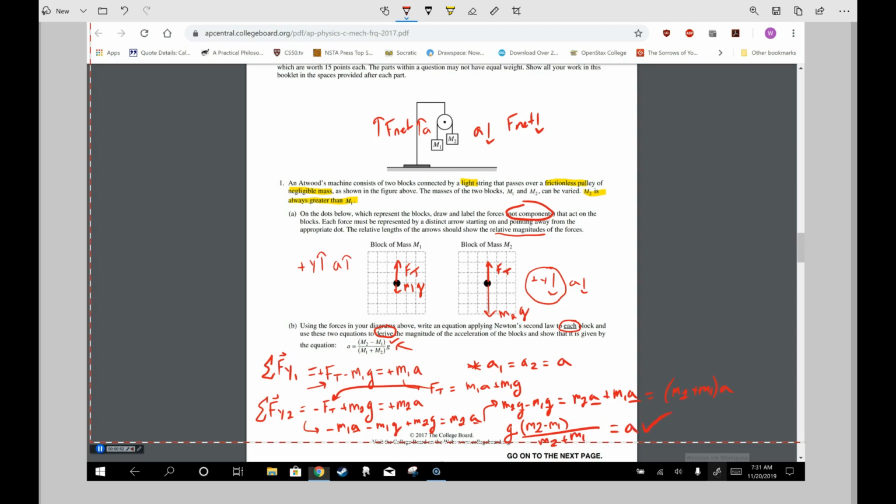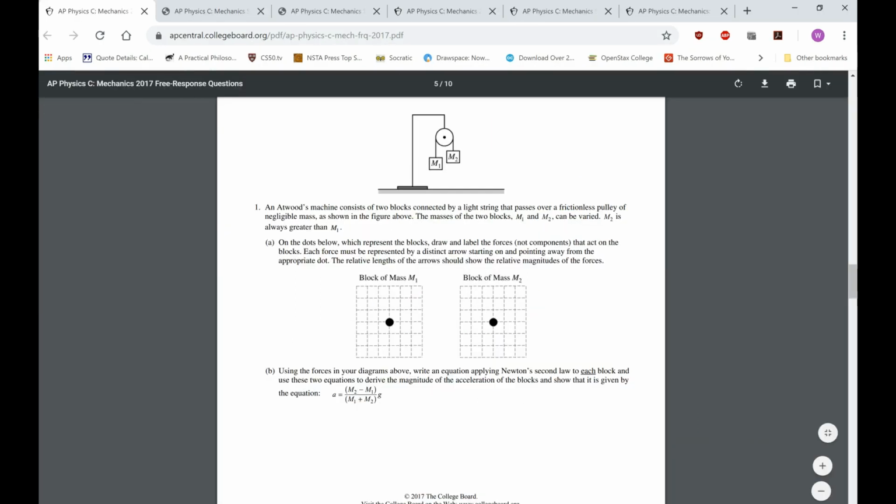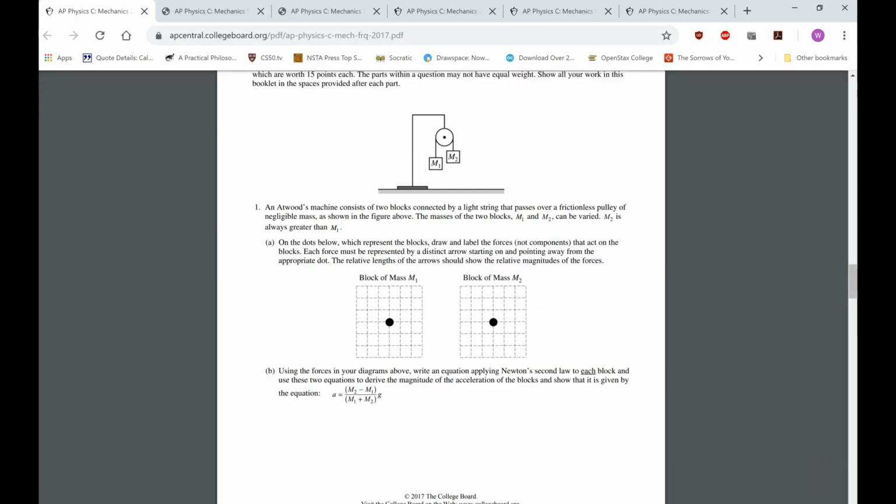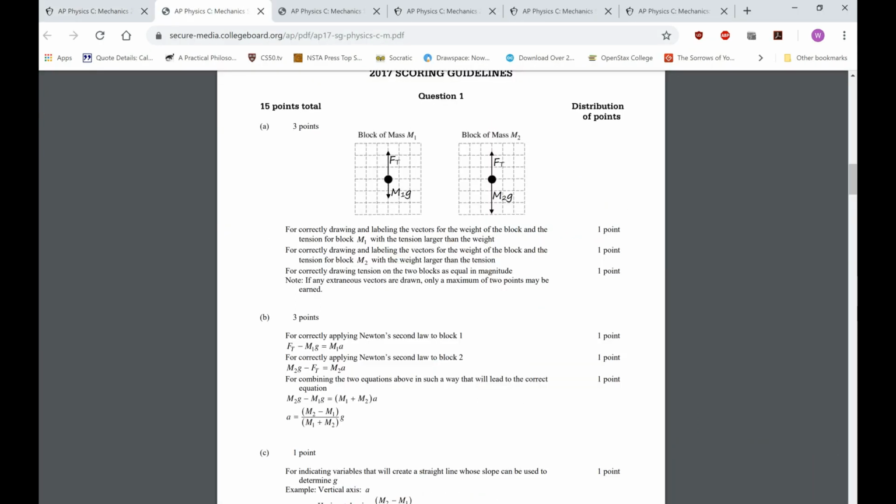All right, let's go ahead and take a look at the scoring for that. And we'll see again that really you can bank a lot of points with the free body diagrams and the equations. So between A and B, there are 6 total points. For A, for correctly drawing and labeling the vectors for the weight of the block and the tension for block M1 with the tension larger than the weight. So you have to draw and label these, and you have to have them unbalanced.